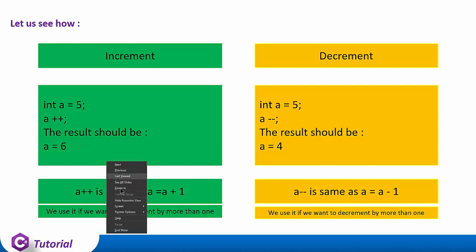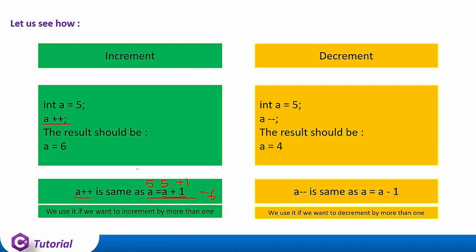To help you understand the idea, I can show you here that a plus plus is the same as a equal to a plus 1. So as you can see here, a is 5, then 5 plus 1. The result, of course, will be 6. So this is the idea. Whether you do it like this or like this, both are the same.